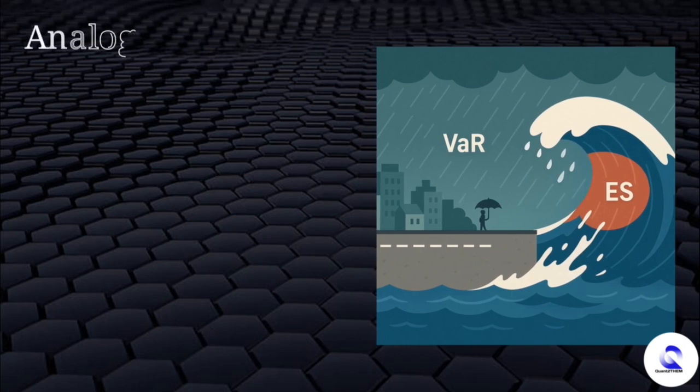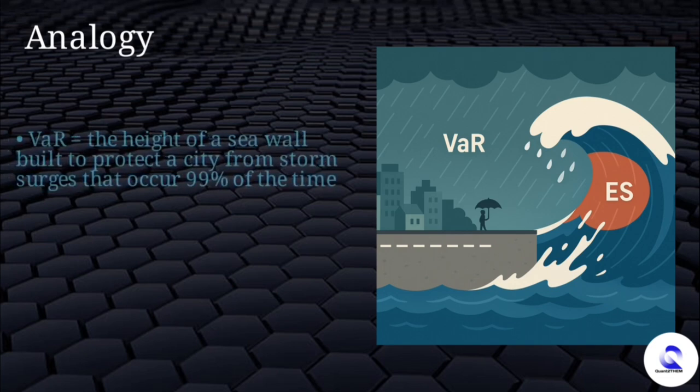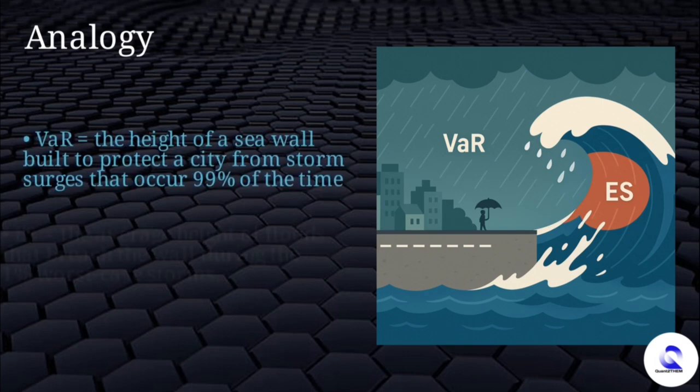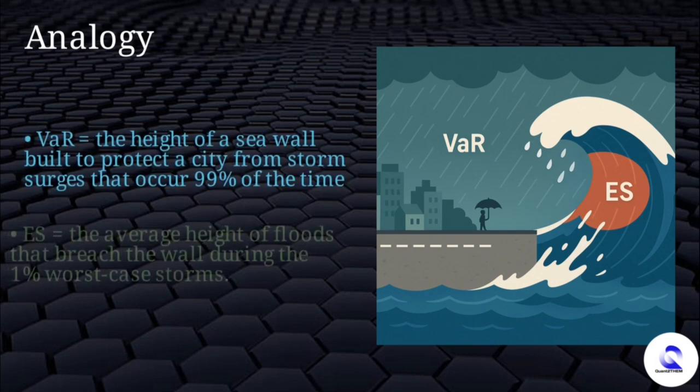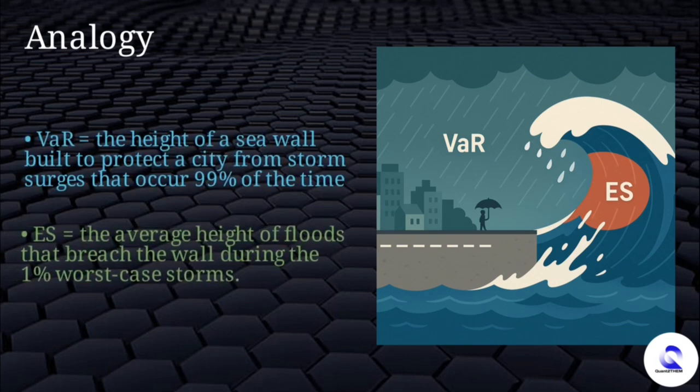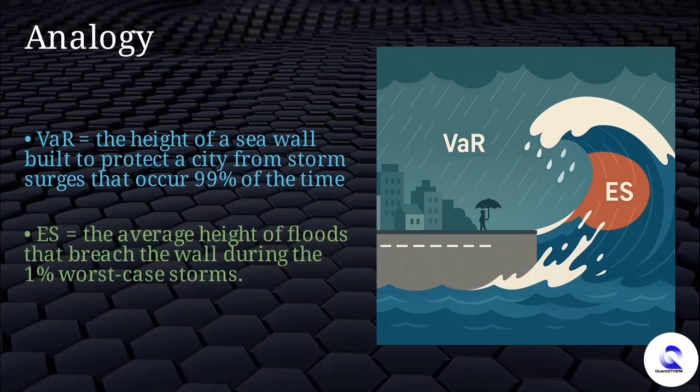When the seawall fails, that is where expected shortfall, or ES, comes in. It tells you the average height of those catastrophic waves that crash over the wall. In finance, VAR and ES act the same way. They help us measure and prepare for the worst financial storm.